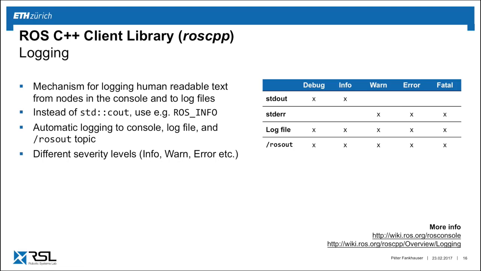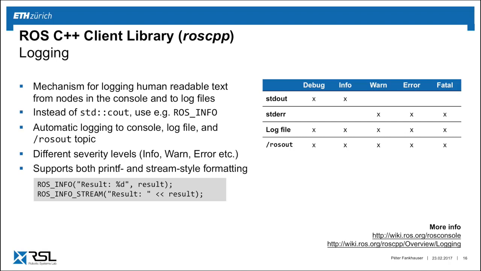Here's an example table. The debug and info messages would be printed out on your console with the standard stdout command, and warnings, errors, and fatals would be printed in yellow and red in your console. For each severity level, the messages also go into the log file and are published on the rosout topic.